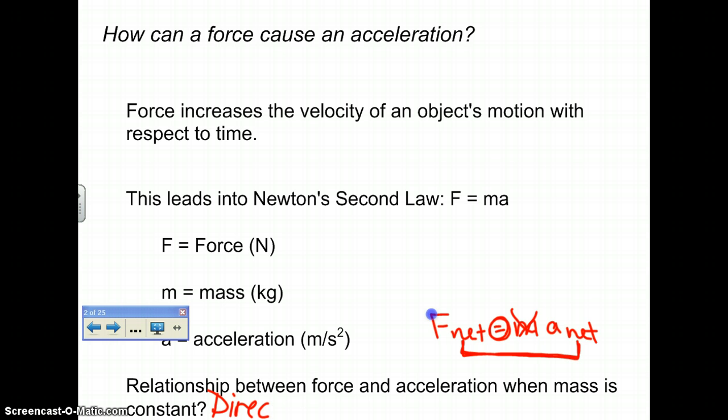Now what if I would ask you for the graphing relationship? The graphing relationship would be simple, direct.